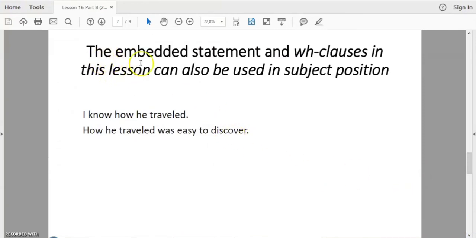Next, the embedded statement and WH clauses in this lesson can also be used in subject position. For example, "I know how he traveled," and "How he traveled was easy to discover."